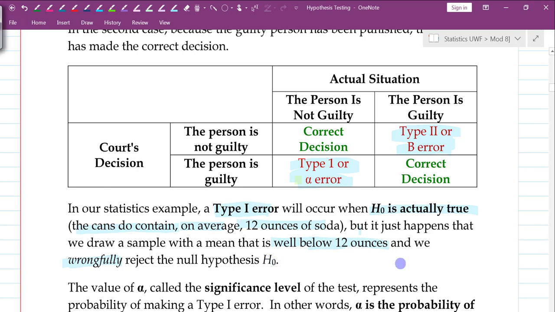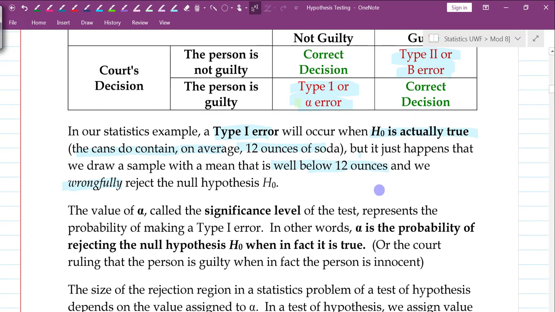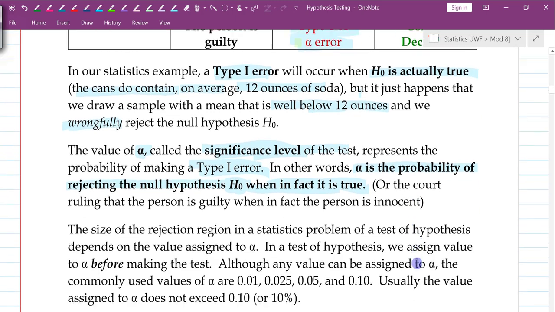The value, alpha, is called the significance level. The significance level of the test. It represents the probability of making a type 1 error. In other words, alpha is the probability of rejecting the null hypothesis, H naught, when in fact it is true. Or another example would be the court ruling that the person is guilty when in fact the person is innocent. Okay? That is the type 1 error. And that's what we're going to focus on whenever we do hypothesis testing and try our best to minimize that occurring.